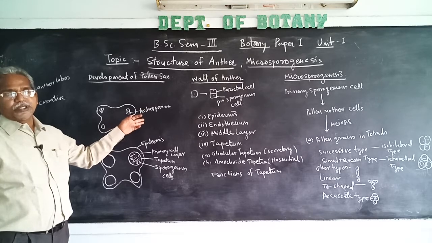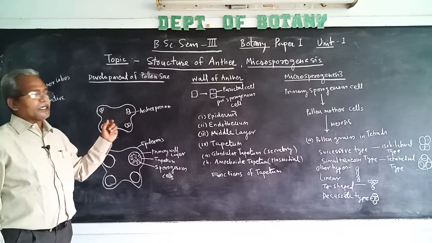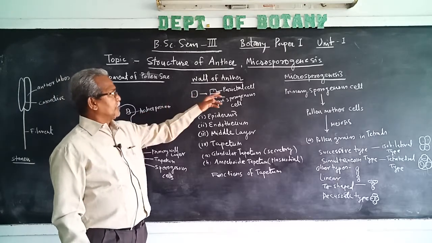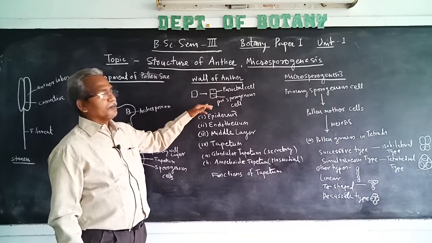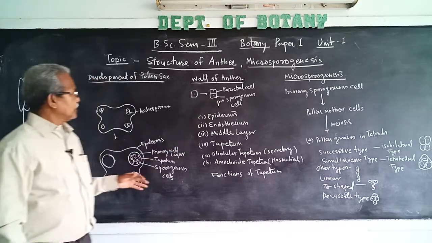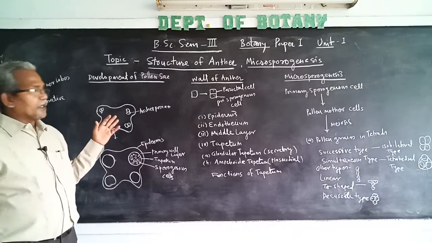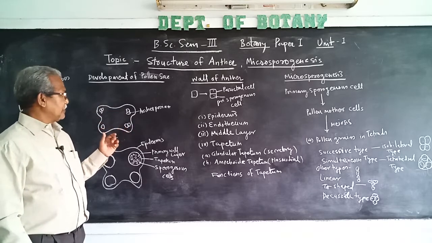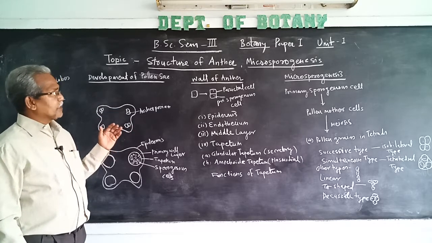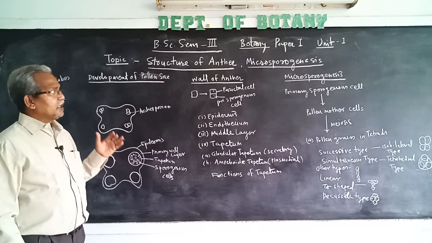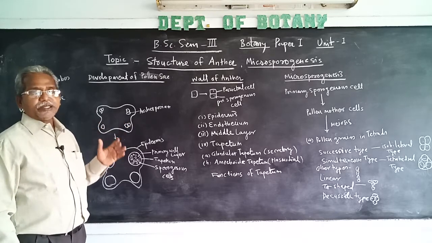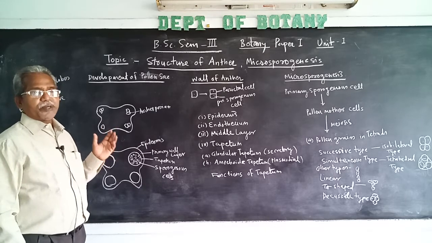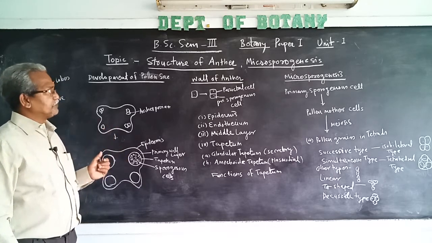These archesporial cells divide periclinally and form an outer primary parietal cell and inner primary sporogenous cells. The primary parietal cells then give rise to the wall of the anther, while the primary sporogenous cells develop into the pollen mother cell, or microspore mother cell, or microsporocyte.